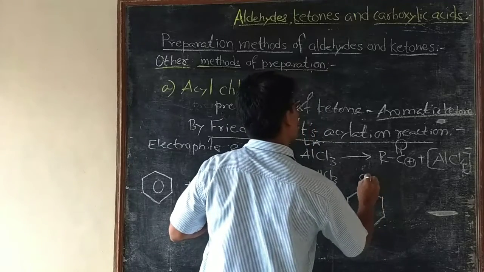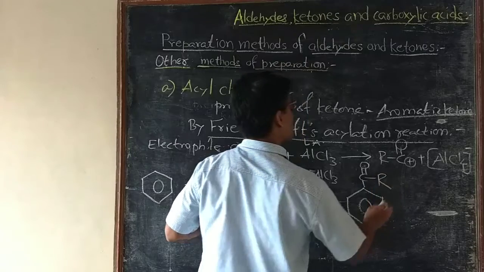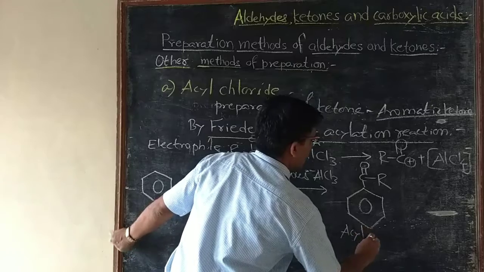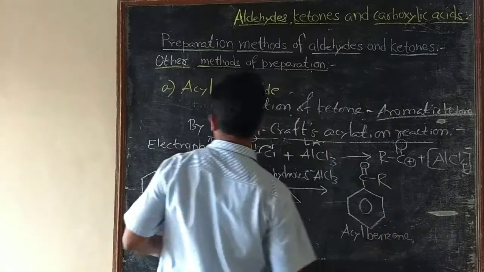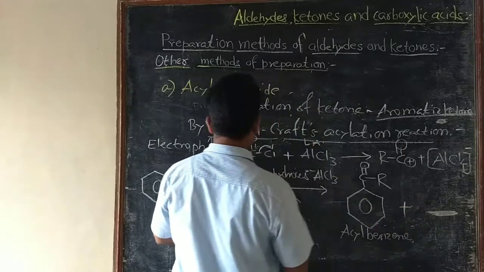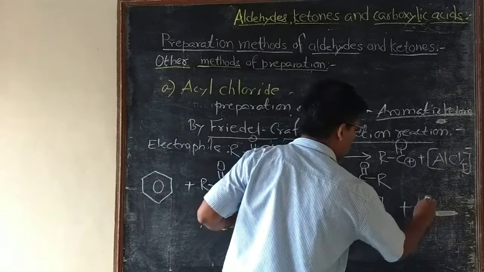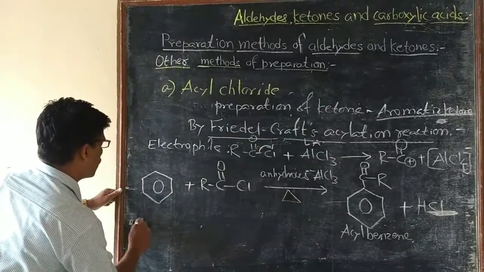This acyl group, that is C double bond O R. In this way, it forms acyl benzene, plus this Cl and this replaced hydrogen form HCl.